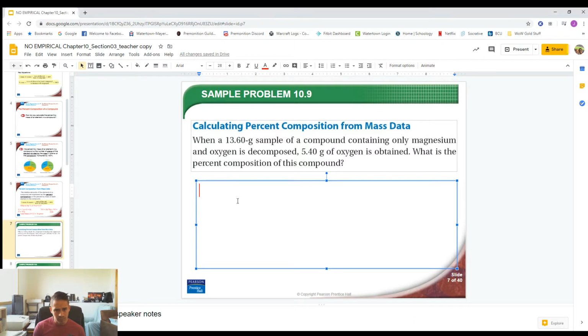I'm going to write out some stuff here to help you visualize what's going on. We have 13.60 grams of this MgxOy compound. We don't know the chemical formula for it, and it's breaking apart. So we're going to get some amount of grams of magnesium. We don't know how many grams, we have to figure that out. And we're also going to get 5.40 grams of oxygen. I guess it's technically O2, which is diatomic, but that doesn't matter.